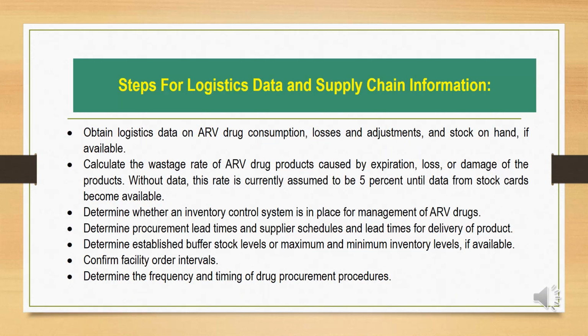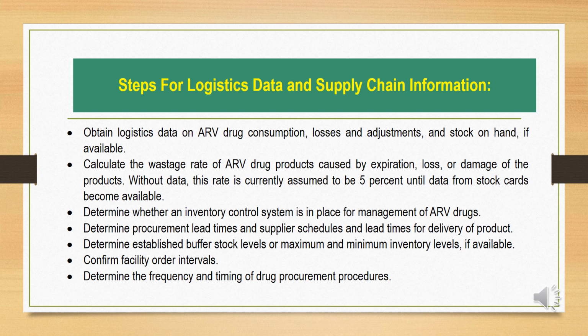For logistic data and supply chain information, these are the steps. Obtain logistic data on ARV drug consumption, losses, and adjustments, and stock on hand if available. Calculate the wastage rate of ARV products caused by expiry, loss, or damage of the product. Without data, the rate is currently assumed to be 5% until data from the stock card becomes available.